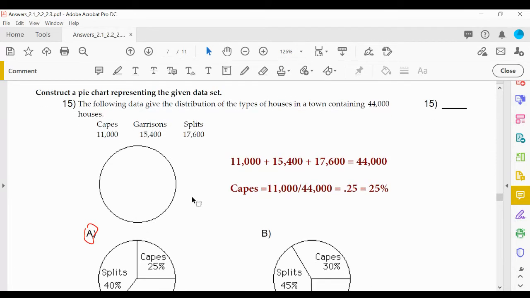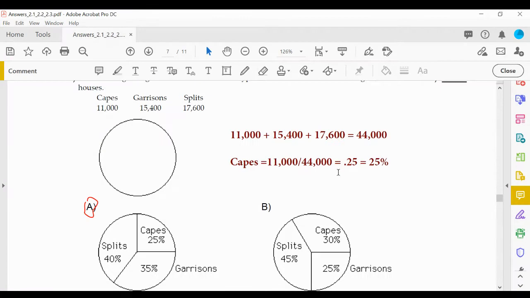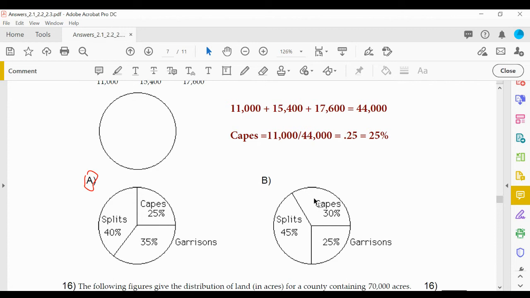Construct a pie chart. Well, first thing you need to know is the total. I added the number of capes with the garrisons and the number of split level homes. I came up with 44,000. So I took capes because capes was first. 11,000 over 44,000 represents a decimal of 0.25. 0.25 is 25%. Notice this has the percentage of capes as 30%. No, it's 25%. That's why.